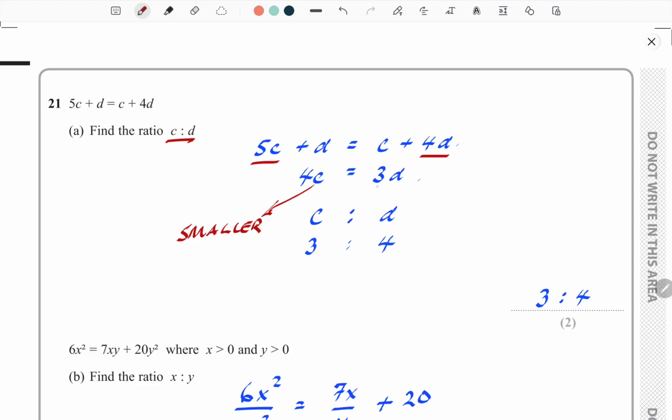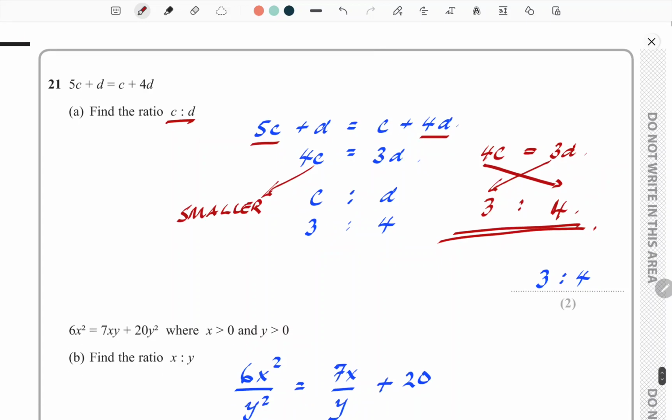Okay, so put the smaller number. So I'm going to just rewrite the method here. Something very simple and something you can do without even thinking is move that number to the C and that number to the D. So that becomes 3 and that becomes 4. All right, that is the simplest way to do it. Okay, if you want a quick hit, that's the one. So C to D, the ratio is 3 to 4.